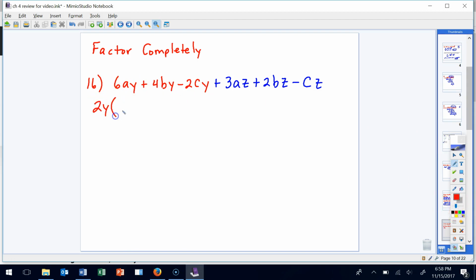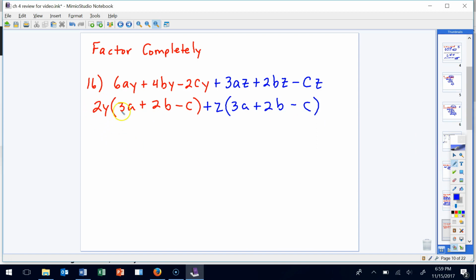And when you factor out 2y, you get 3a plus 2b minus c. And then over in the blue group, if you notice, they all have z in common. So when you divide z into each one of these, 3a plus 2b minus c. So you know you've done the factoring correctly if the two parenthesis groups match each other.